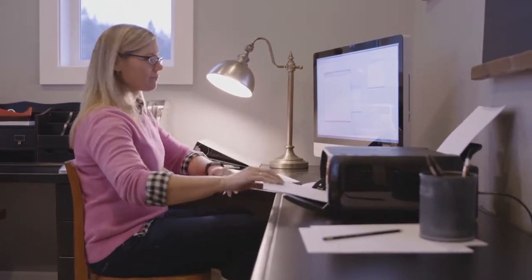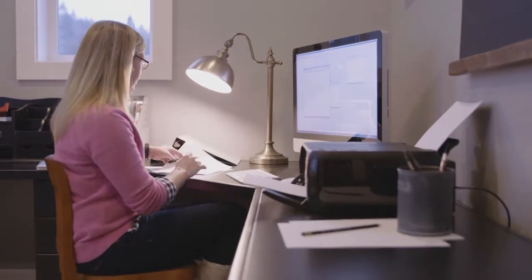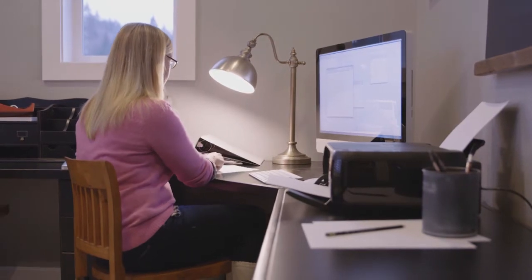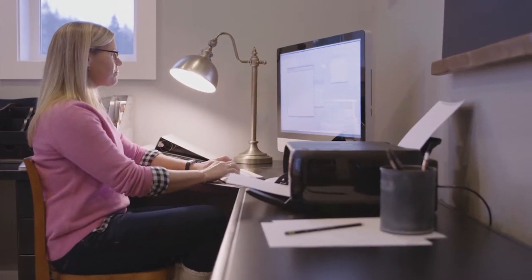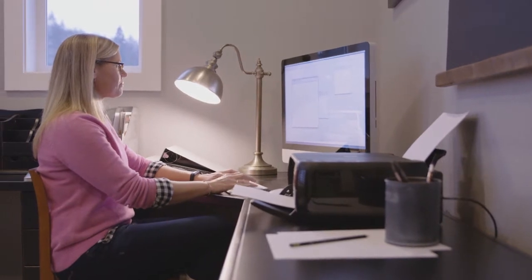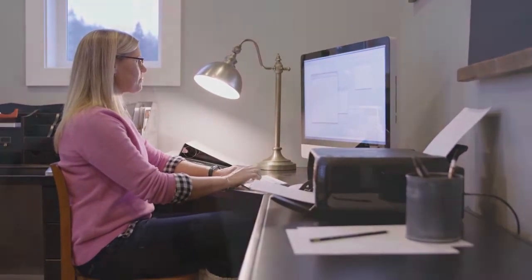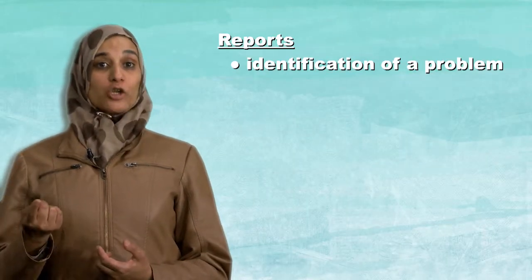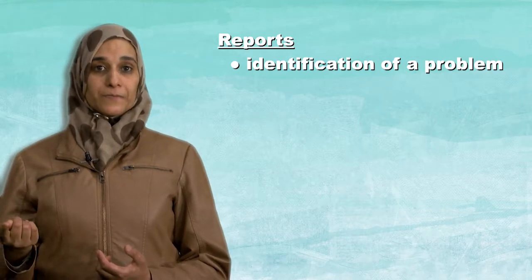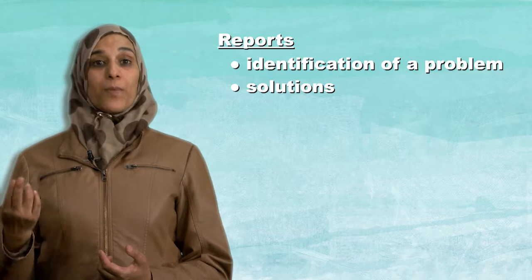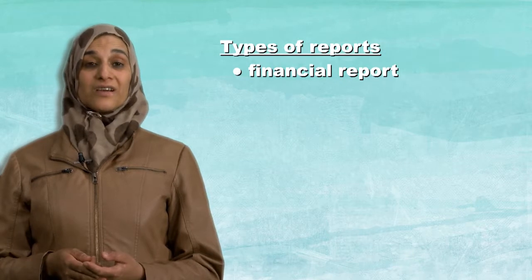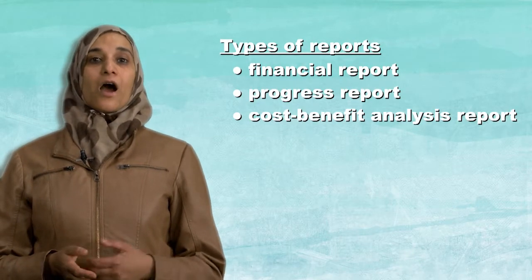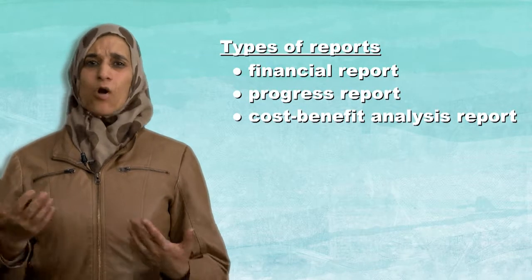Finally, we will discuss the long and short report. The report is a very difficult document to write. It involves various steps to write up a coherent and logical sequence of events, and it is divided into various parts, sections, or chapters. It involves the identification of a problem and the sub-problems, and recommends possible solutions to these problems. There are various types of reports, such as a financial report, a progress report, a cost and benefit analysis report, and so on.